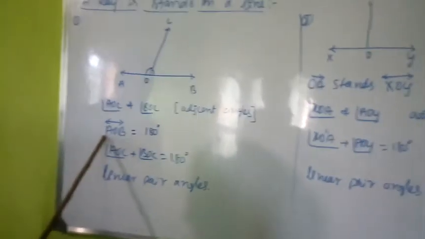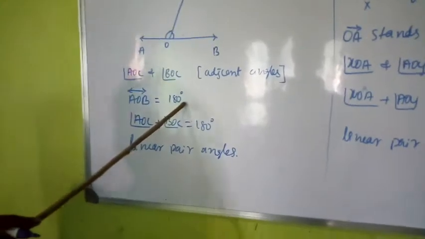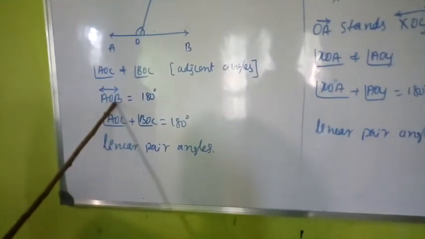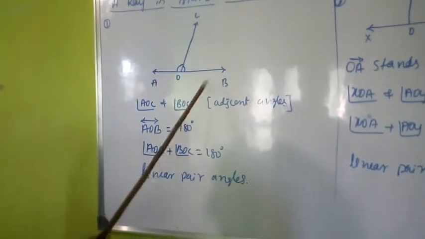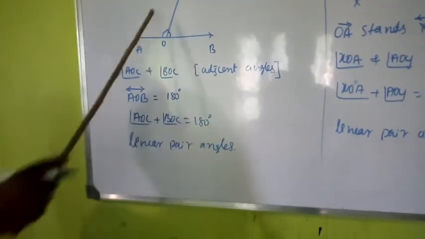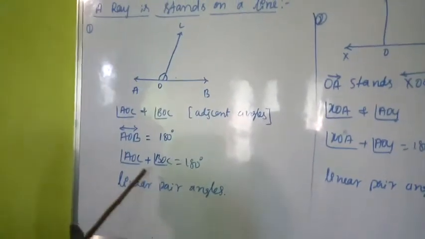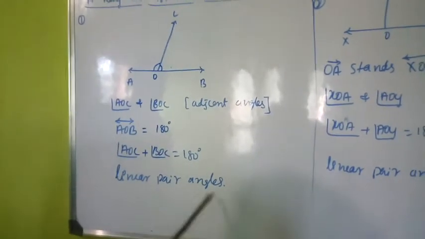So AOB is a straight line, which means it should always represent 180 degrees, correct? So in this straight line AOB, two angles are formed, AOC plus BOC, that is equal to 180 degrees. So the sum of two angles is equal to 180 degrees. Such a type of angles is called a linear pair of angles. So here also it is similar.